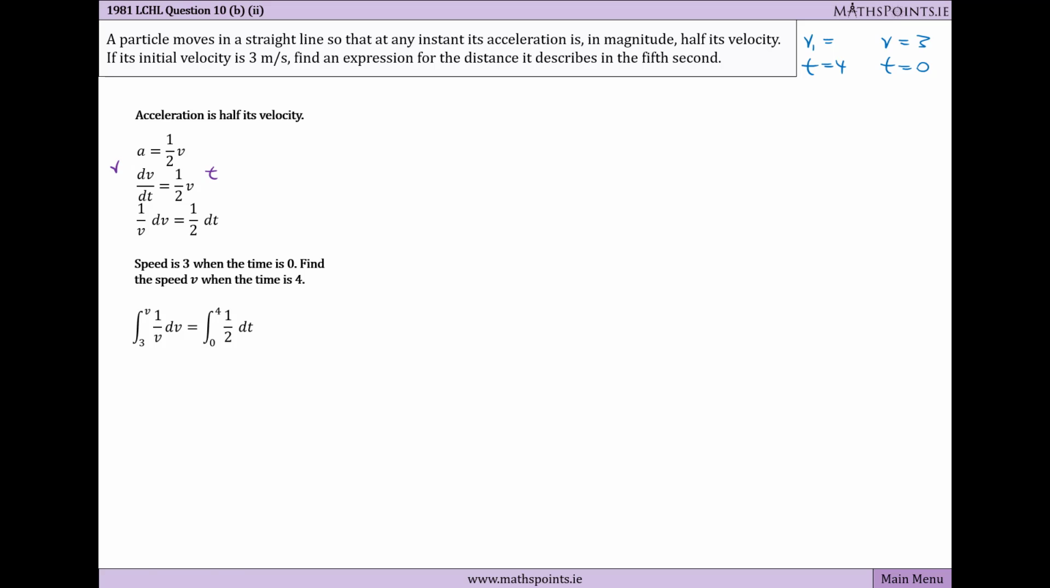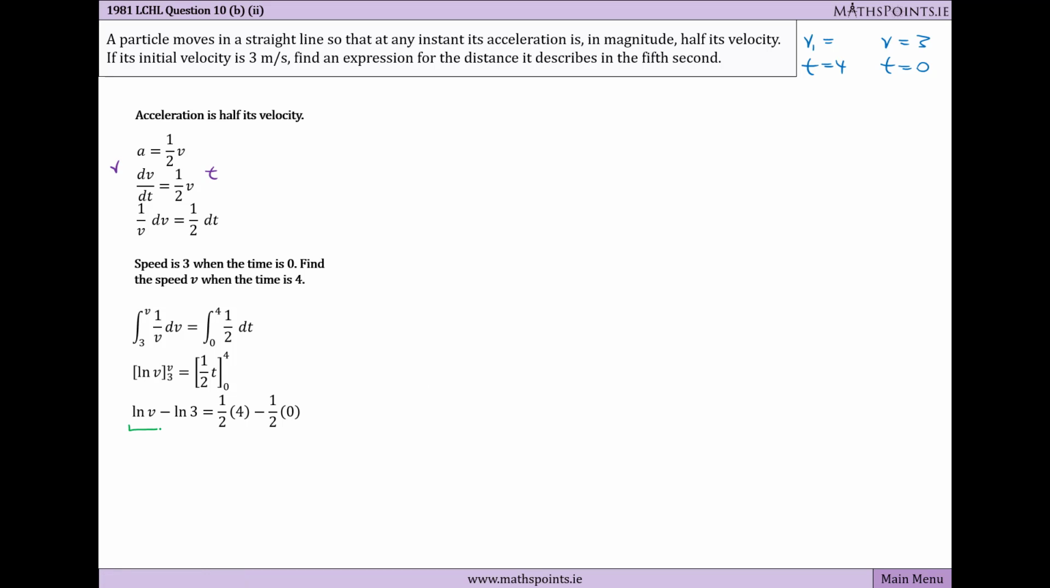The integral of 1 over v is the natural log of v, and the integral of a half, which is just a constant, is going to be a half t. We're going to sub in our limits, v and 3 on the left-hand side, to give us that the log of v minus the log of 3 is equal to, and subbing in 4 and 0 on the right-hand side, a half by 4 minus a half by 0.